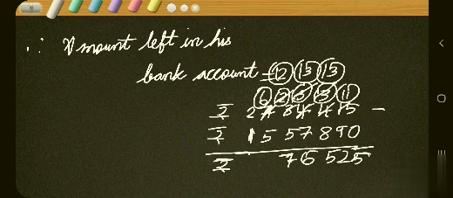Okay. Then can we subtract 5 from 6? That we can. So 6 minus 5, 1. And finally 2 minus 1, 1. So what is our final answer? 11 lakh 76,525 rupees is our final answer. Okay, got it? This much amount was left in his bank account.